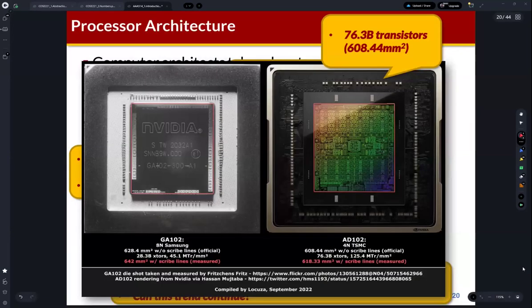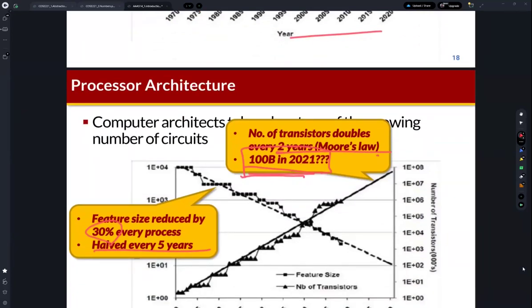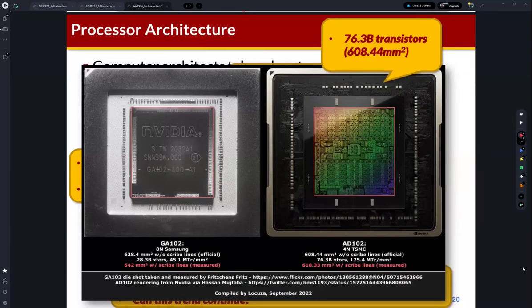So let's see. This is the die of the NVIDIA A102. It's a server-side GPU, a kind of cutting-edge GPU. In the NVIDIA A102, the number of transistors is 76 billion. So still not 100 billion. I believe Moore's law says the number of transistors doubles every 2 years. It's just an empirical law, and actually that is the goal of semiconductor vendors like Intel and some other vendors.